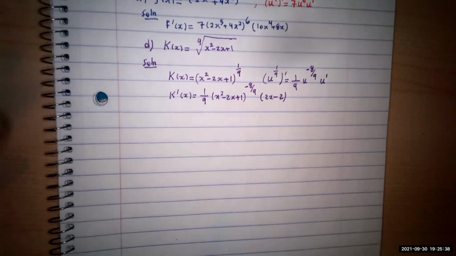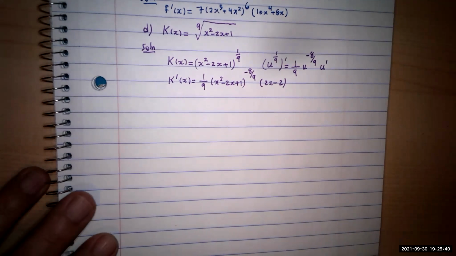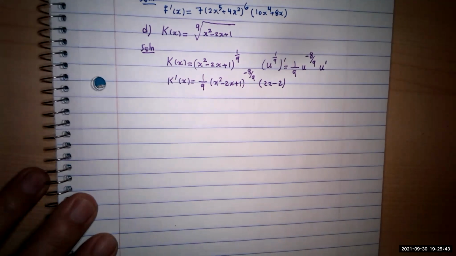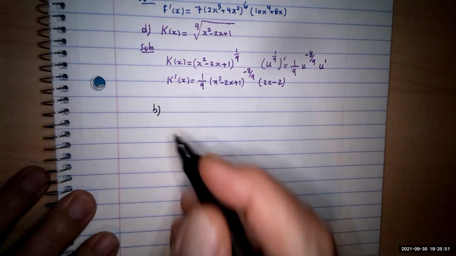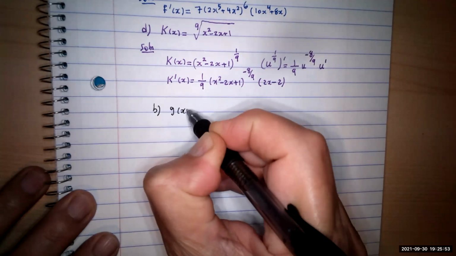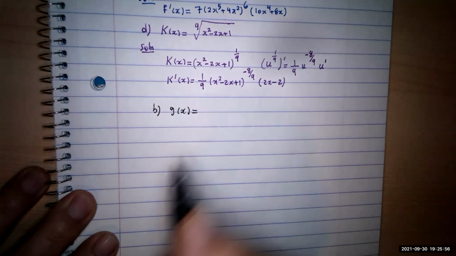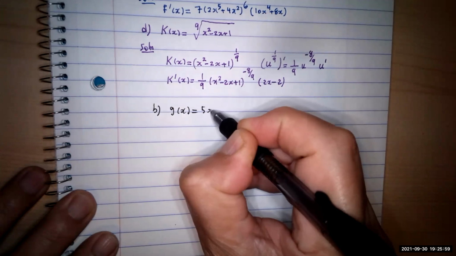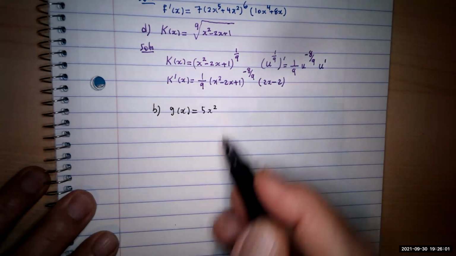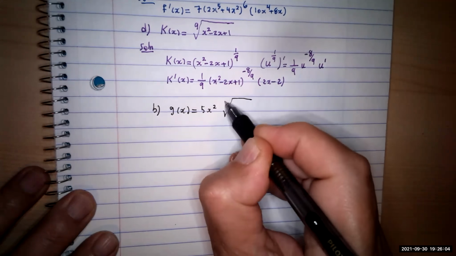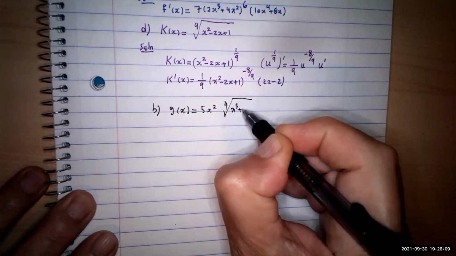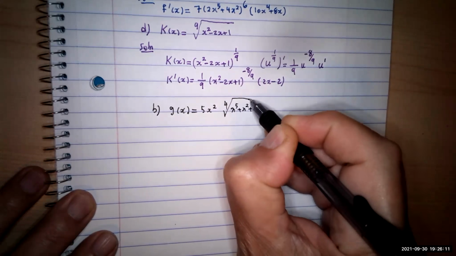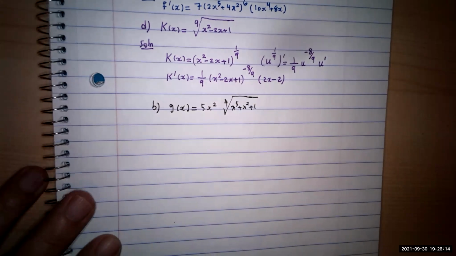Now what's going to be type 3? Type 3, it's a little bit more involved because the type 3 is going to be a product and the chain rule. Okay, so that takes us to the part B. Part B, the function is g of x equal to 5x squared times the 4th root of x to the 5th plus x squared plus 1. Okay, that's going to be your function.